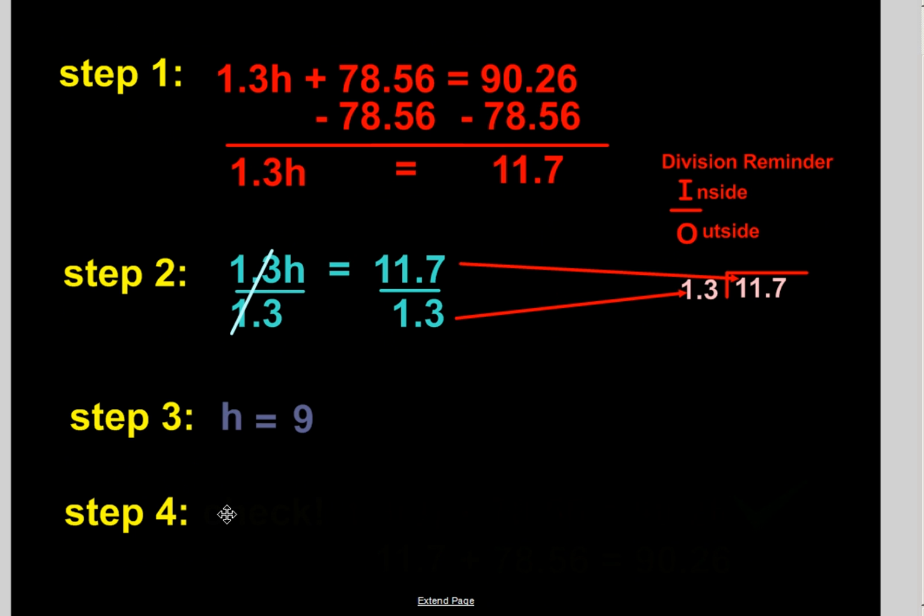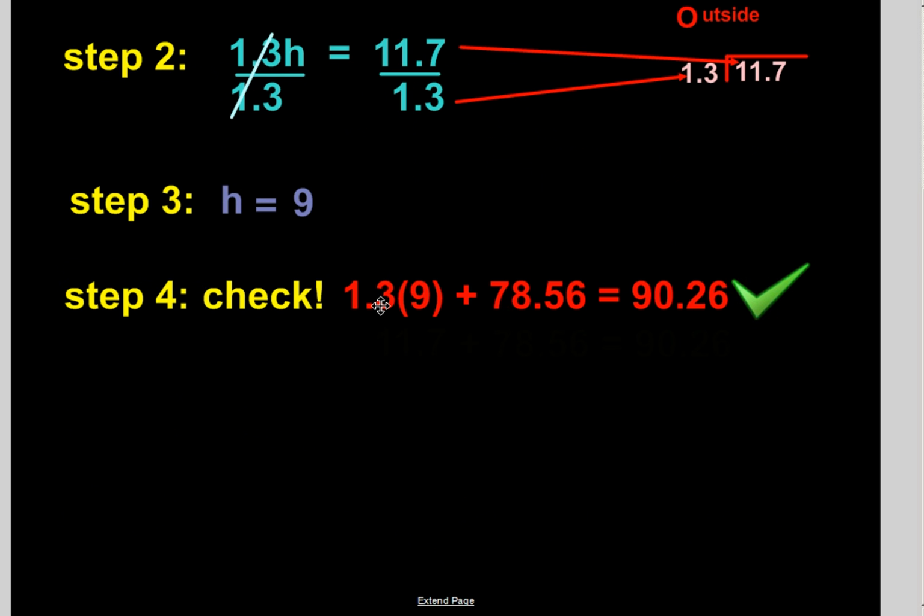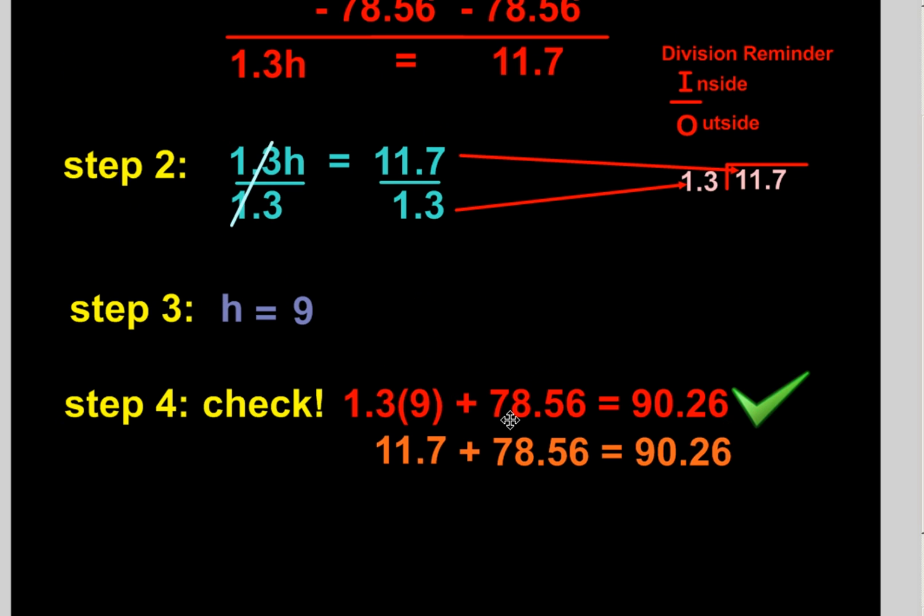Now we have to do a step 4, which is to check our work. In order to do that, we are going to substitute h with 9. So we have 1.3 times 9 plus 78.56, and that should equal 90.26. If we go ahead and multiply, we should get 11.7, which we would then add to 78.56, and it does in fact work out to be 90.26. So our problem has been checked and we are correct.